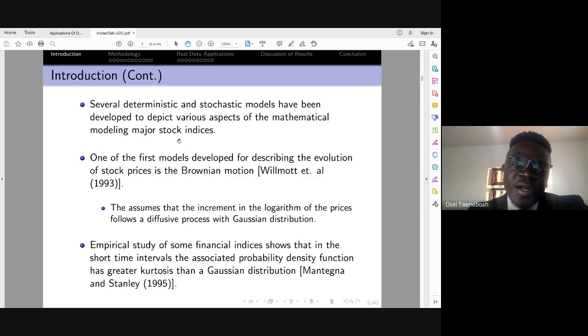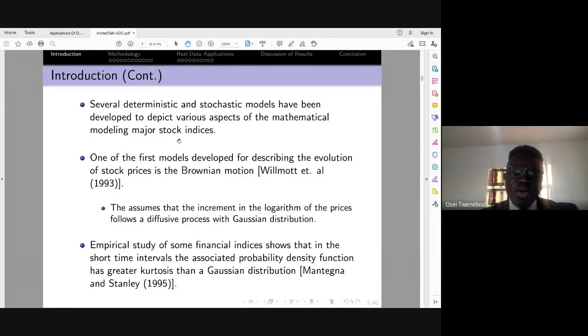And in Ghana, the two most popular stock indexes are, first, the Ghana Stock Exchange composite index. This index measures the rate at which the market is faring, covering all the companies in Ghana listed on the stock exchange. Another stock index is the Databank stock index, the DCI index, which also measures some of the companies listed on the Ghana Stock Exchange.